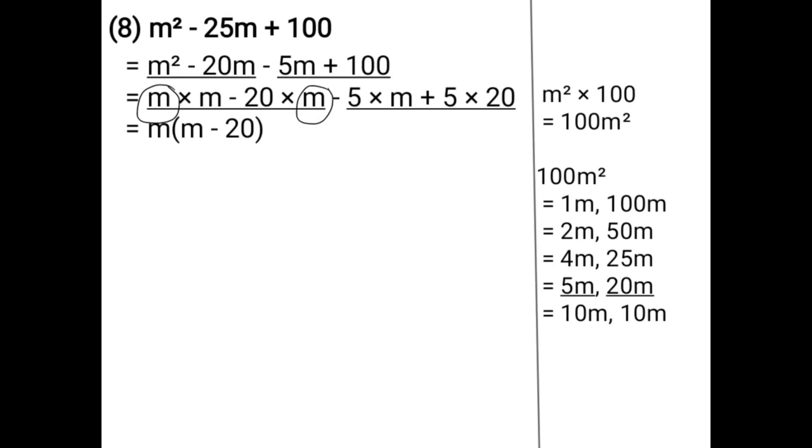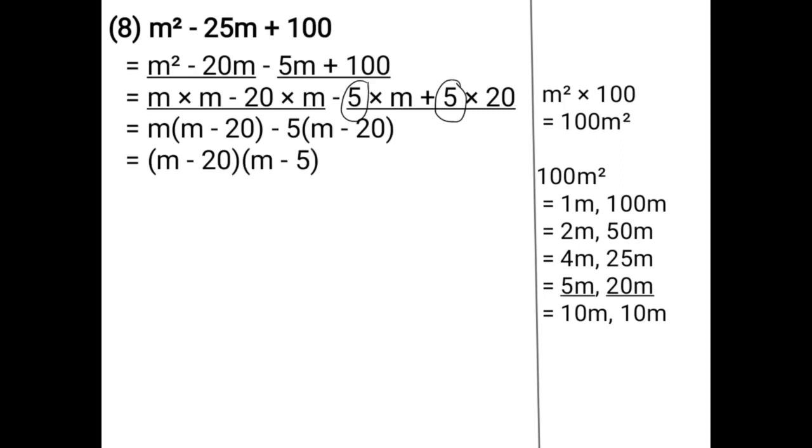In second group which is common, circle it. 5 is common, so 5 you have to write outside the bracket, and inside the bracket you have to write which is uncommon, that is m minus 20. Minus into plus is minus. M minus 20 is repeating in brackets, so m minus 20 you have to write only one time. Next step, outside the bracket of m minus 20 is m and minus 5, that you have to write in second bracket, that is m minus 5.